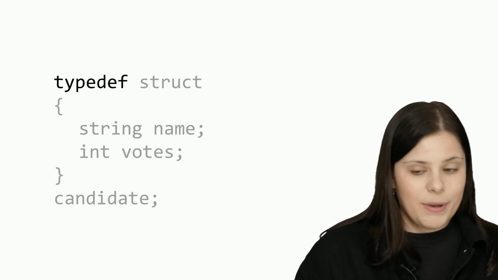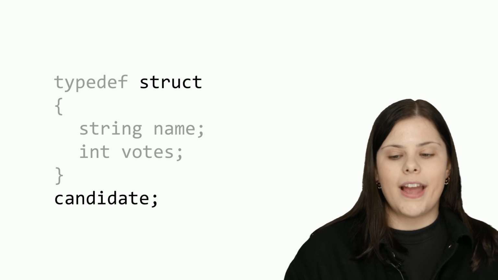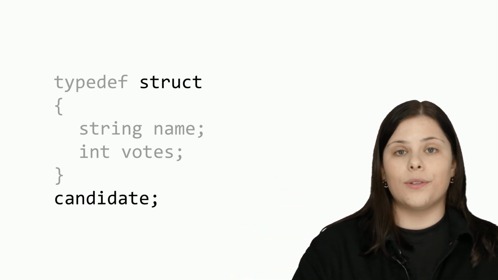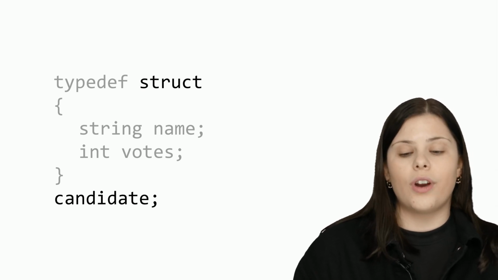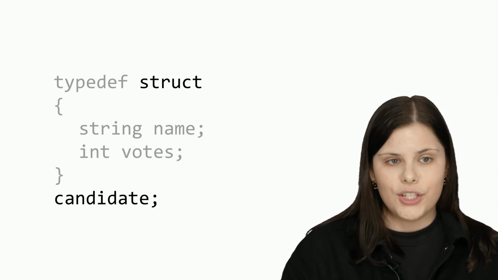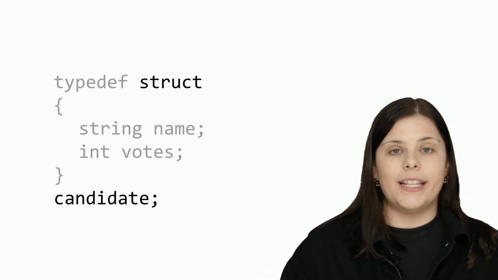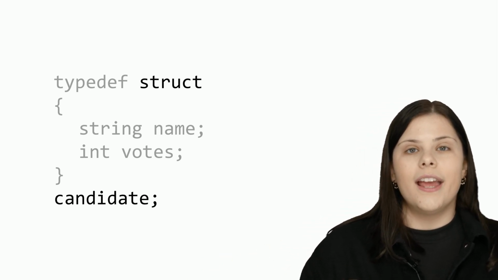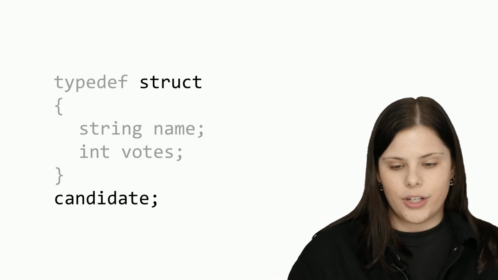So the first step in our syntax is typedef, then followed by specifying there's going to be a struct, which combines a few pieces of information together. And we're going to call this struct candidate. So again, the first line, typedef struct, pertains to C syntax, and the last line, candidate, is just how I'm choosing to name my new data structure.